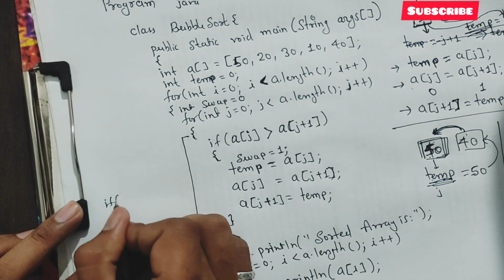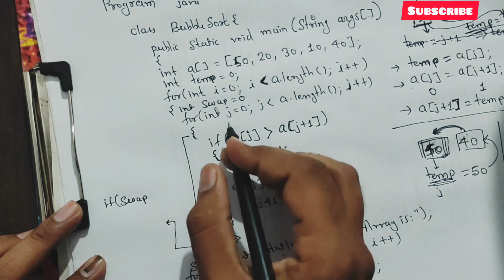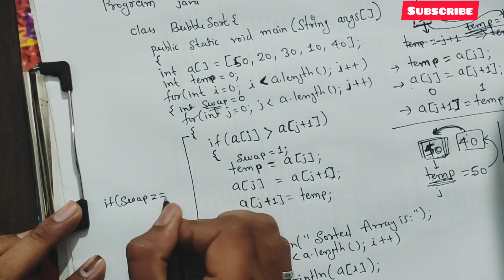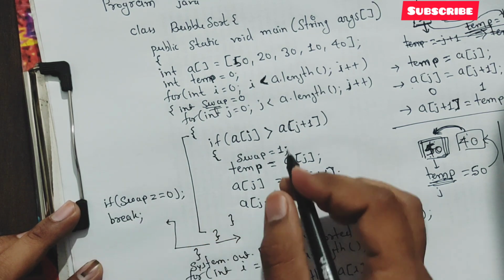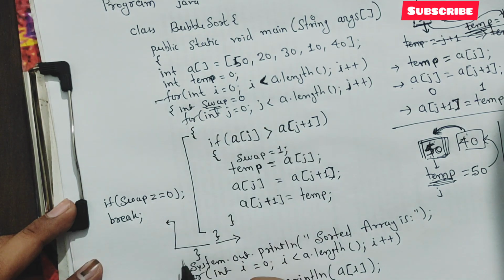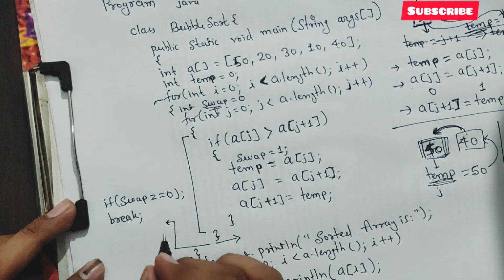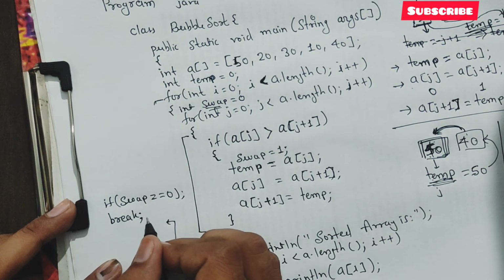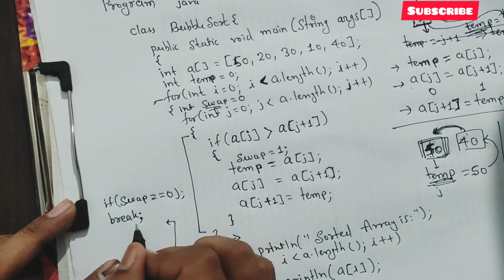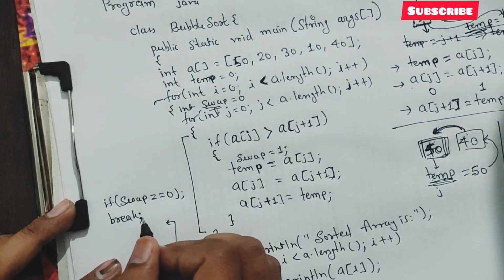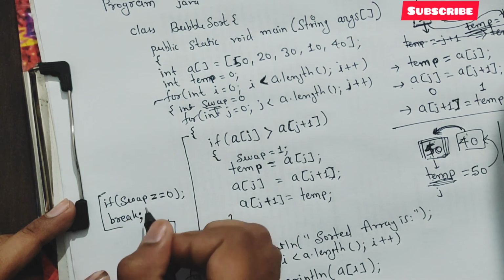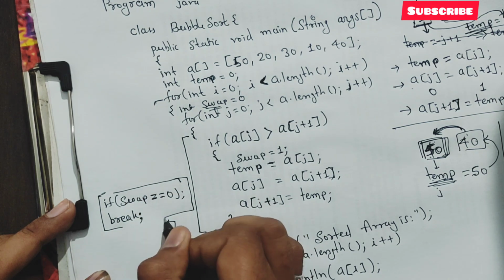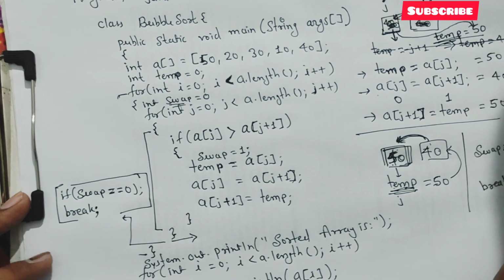If swap equals 0, then what will I do? I will break. So this outer loop will break, meaning the complete iteration will break. Why? Because the elements are sorted. In that way we can reduce the complexity if our elements are partly sorted or all already sorted. So these one or two lines of code we can add so that we can reduce the number of iterations.